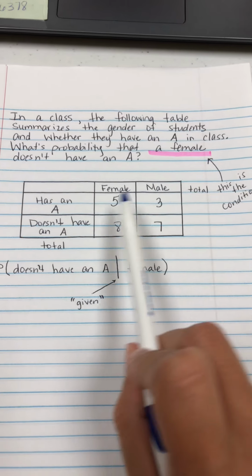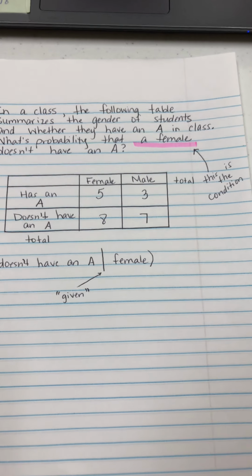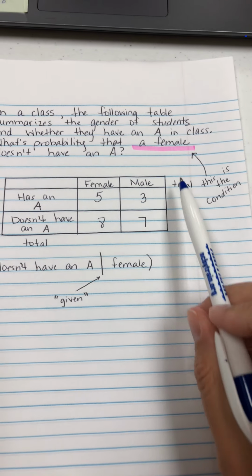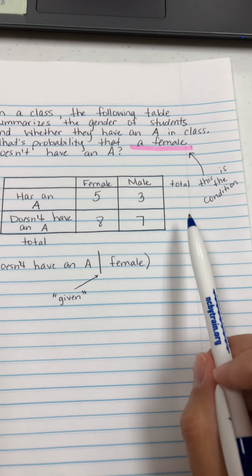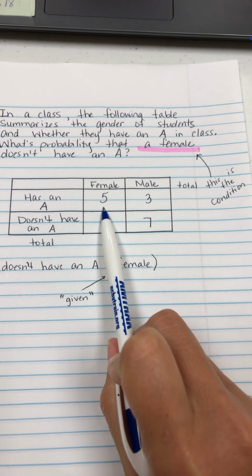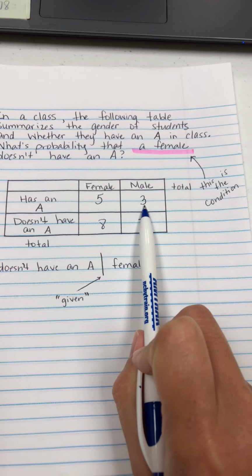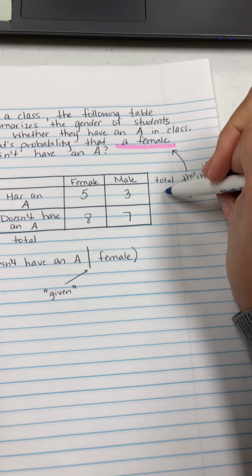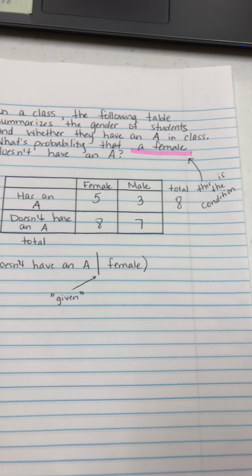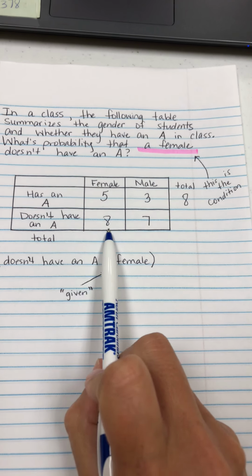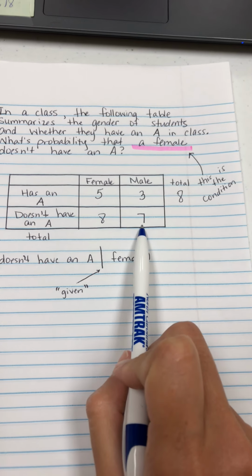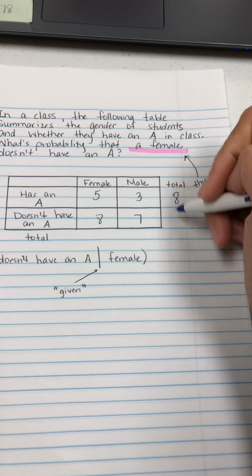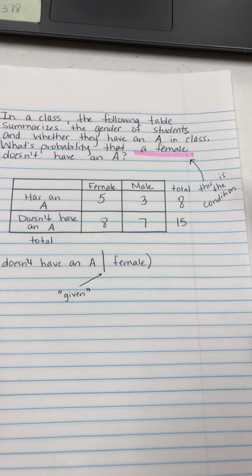Now, if you will look at the table that has been provided, what I'm going to do is add an extra row and column to put in the totals. If there are 5 female students that have an A and 3 male students that have an A, that is a total of 8 kids in the class that have A's. Now, 8 females don't have A's and 7 males don't have A's. That's a total of 15 kids that do not have A's.